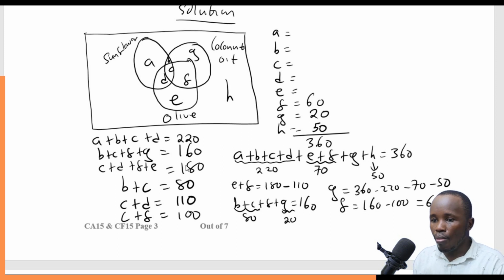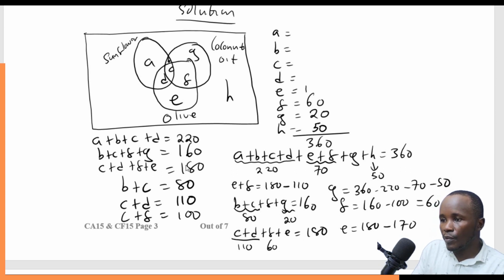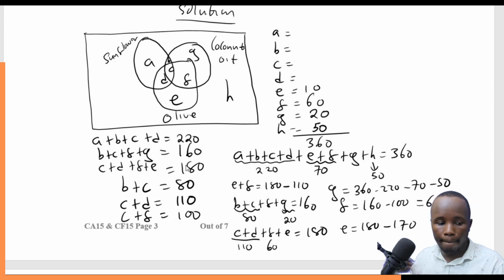What are we looking for? We are looking for E. Now, let's come to this one. C plus D plus F plus E is 180. But C plus D is 110. F is 60. It automatically tells you E is 180 minus 170. E is 10. Up to that point, we are okay.